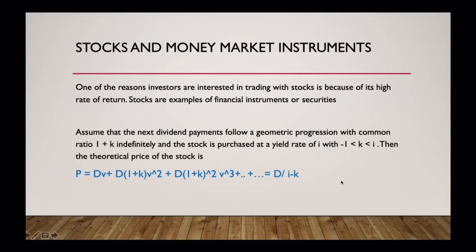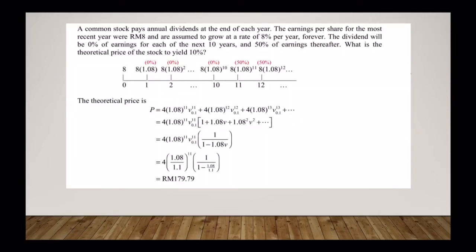So, I'm going to do tutorial 6 question 1. A common stock pays annual dividends at the end of each year. The earnings, which is E, is 8 RM. As you can see, it is 8 for every year, and they're assumed to grow at a rate of 8%. So the growth rate is 8% for every year. However, the dividend will be 0% of earnings for the next 10 years, so it stops at 10 years.